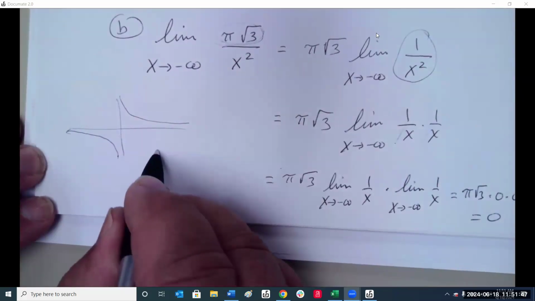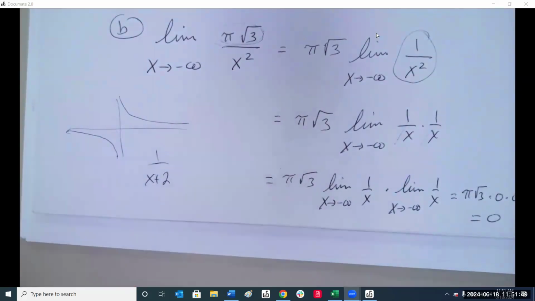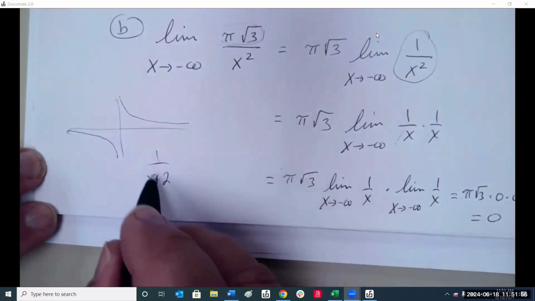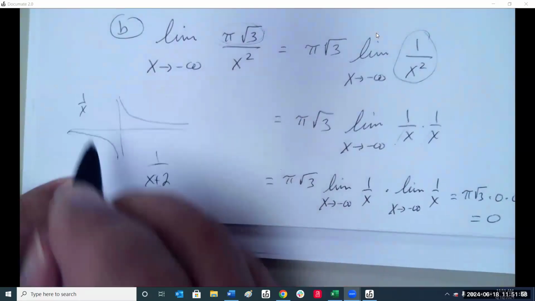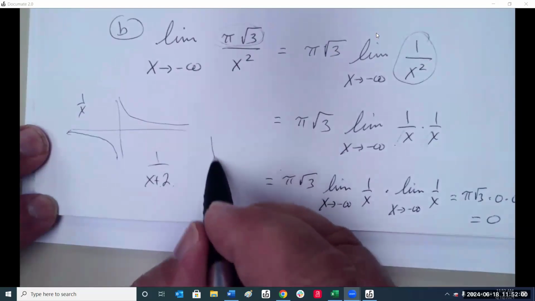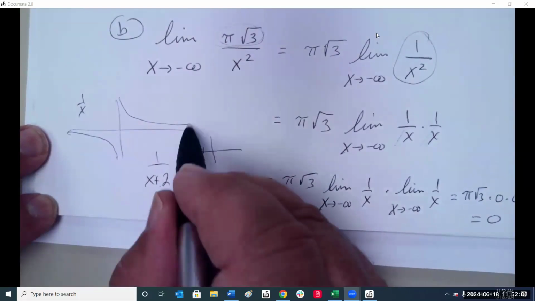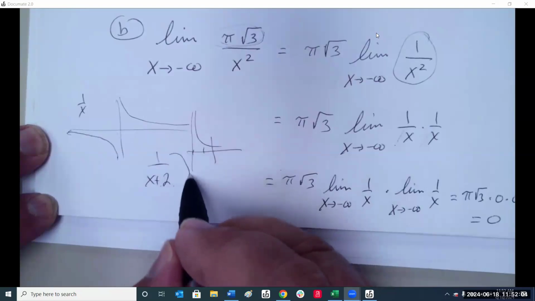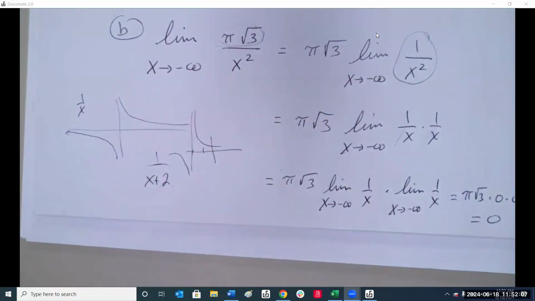In other words, if I had an equation 1 over x plus 2, it's like 1 over x, but it has been shifted to the left two spaces. The same graph, it's just shifted to the left. But as we go to infinities, it's still going to be 0.